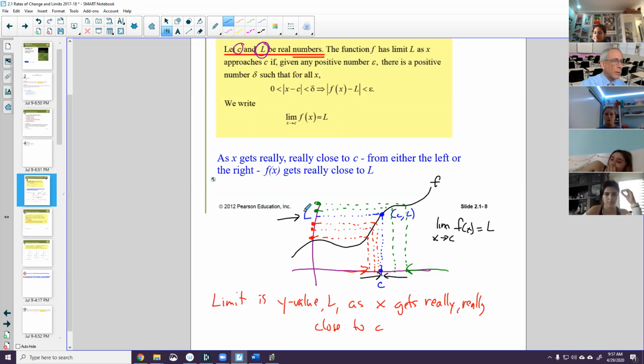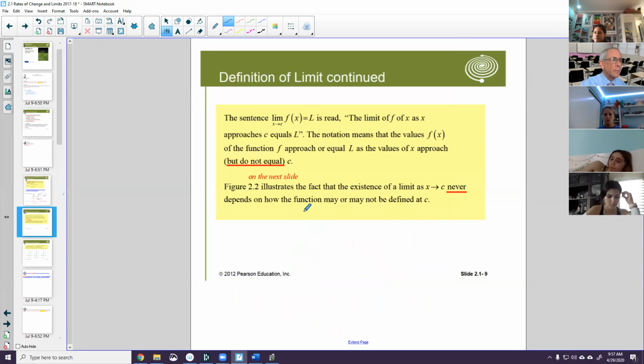So let's see if we can look at a different example here. Okay, so this is how we write it. You need to know this notation. This will be on the final exam. Limits is going to be on the final exam. We're not going to have a separate exam on it, but it's going to be on the final. So I would say the limit as x approaches c of the function f of x equals L.